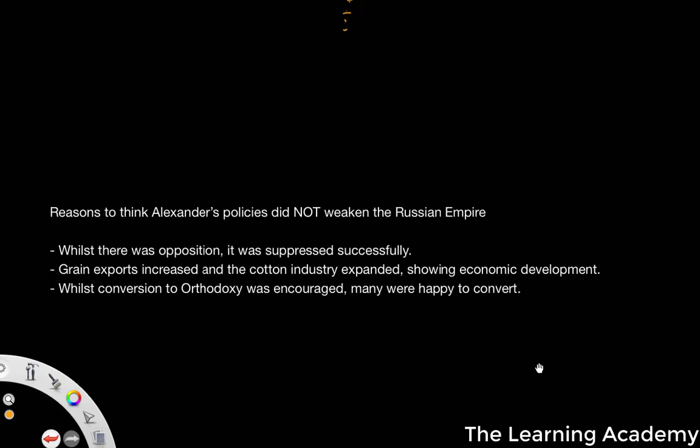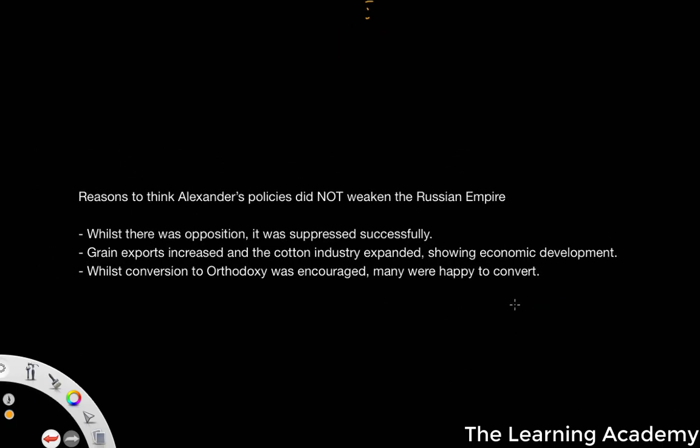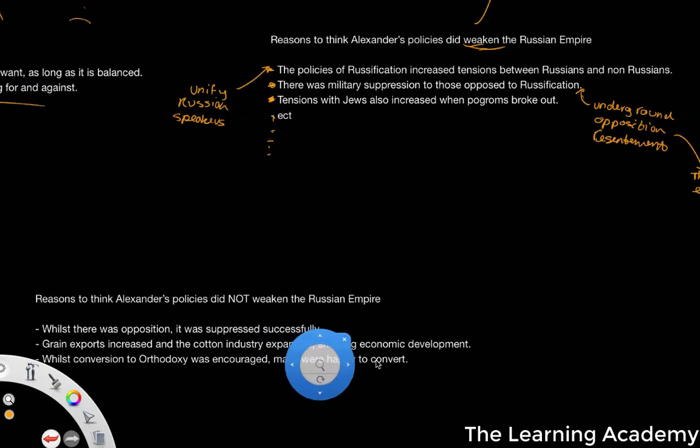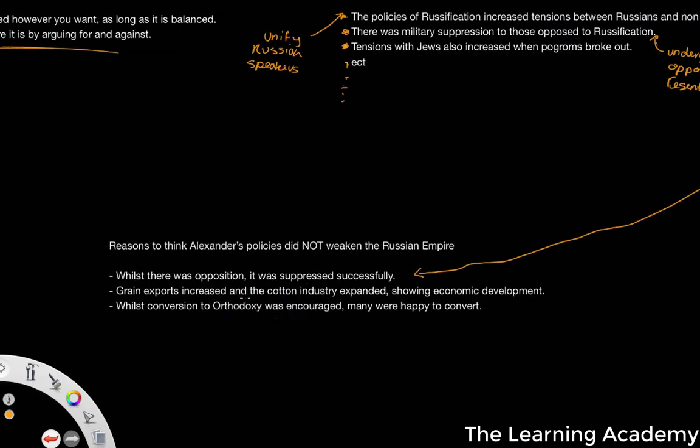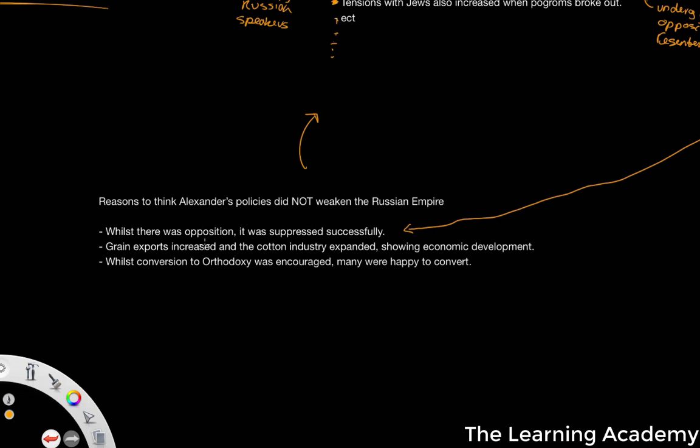Okay, so we could also then have on the other side reasons to think that Alexander's policies did not weaken the Russian Empire. Well, whilst there was opposition, it was suppressed successfully. So when I say over here there's no evidence of this, there wasn't much opposition. So I'm just going to draw a very wiggly line all the way over here. There wasn't that much opposition, and any opposition that there was was successfully suppressed. So any policies that we could argue did weaken the Russian Empire didn't weaken it enough for it to break. Okay. Grain exports increased and cotton industry expanded, showing economic development.